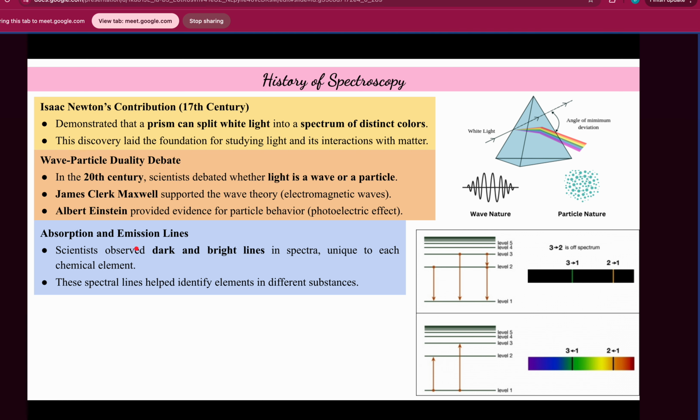And then after all these things were studied, it was realized that there are two kinds of lines which exist. One is the absorption line and another one is the emission line. They observed dark and bright lines in the spectra, which were unique for the chemical elements. So by looking at the spectra, we can distinguish among elements, and these spectral lines could help them to identify the elements.